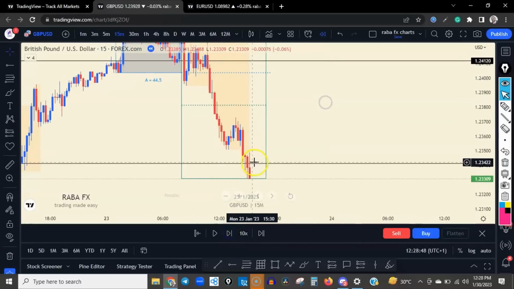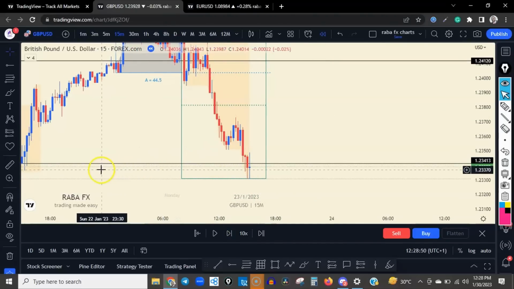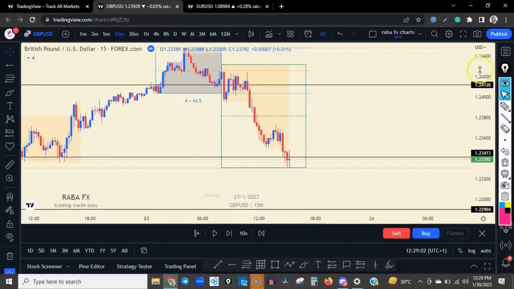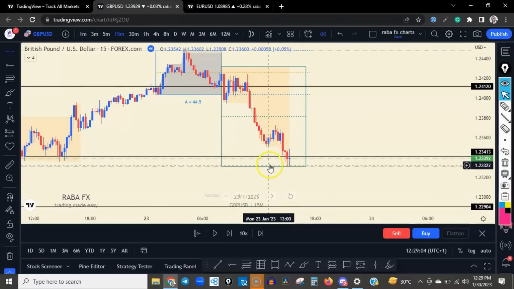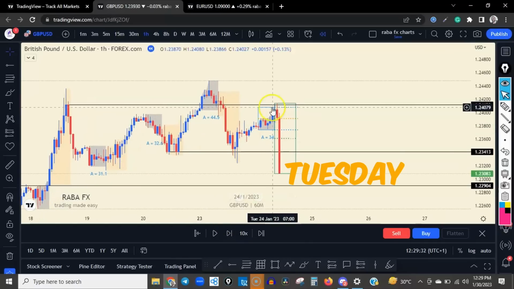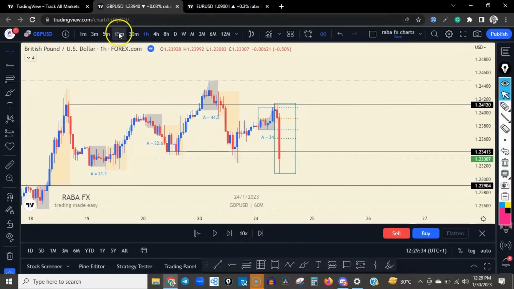Now eventually you can see price came to the next level. The London session was still open, but in a few minutes it will end, so there's no need for you to engage in this market. But the idea is from this zone to this zone, that would have given you a very nice risk to reward. Sorry, we moved too fast.